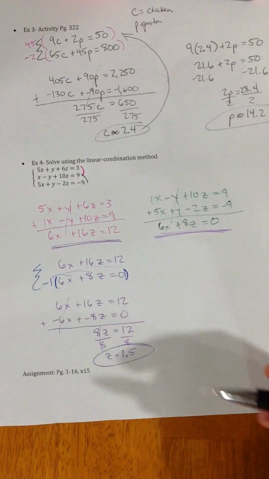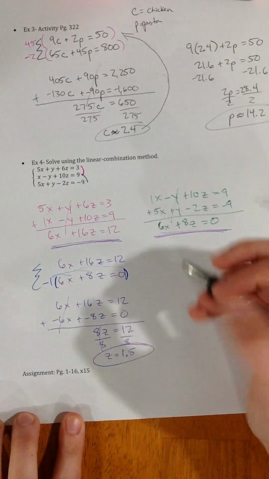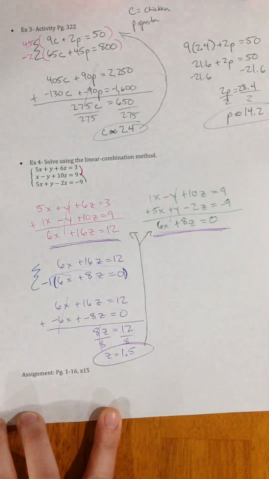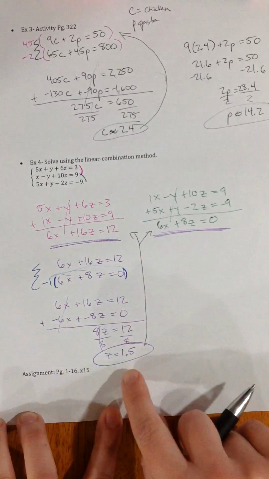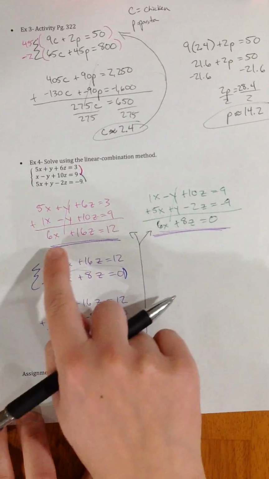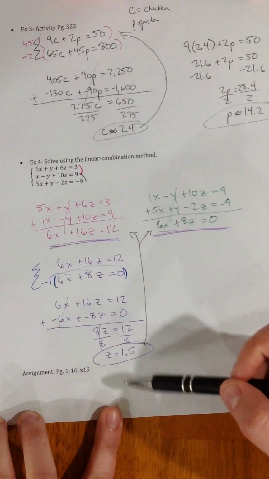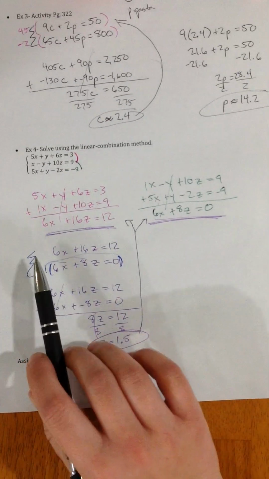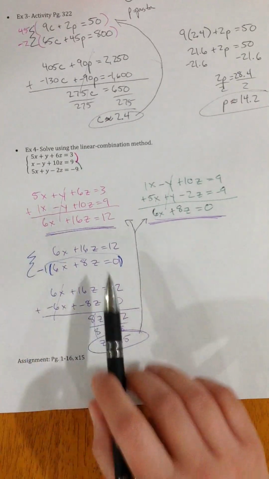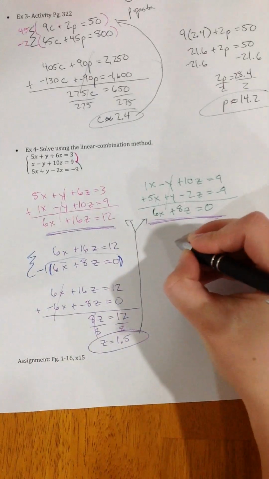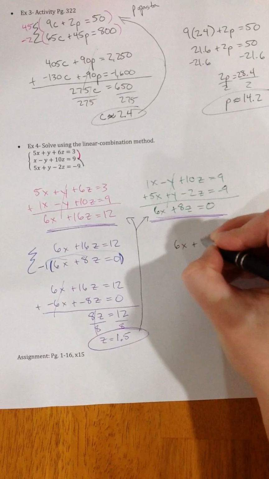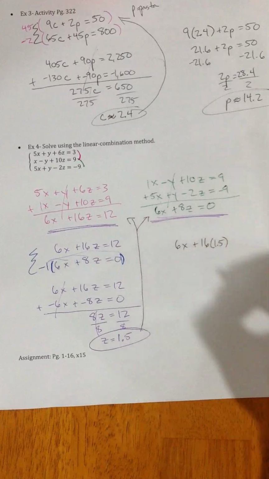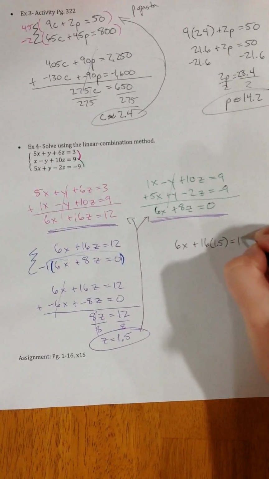To find the others, what I would do is take this z and plug it into either that one there or that one there, because those just have two variables. So if I put 1.5 into either of those, that'll help me find my x value. Then once I have my x and my z, I can plug back into one of my originals to find my y. So probably doesn't matter, let's go with this one. I'm going to go 6x plus 16, and then instead of my z, I'm putting that 1.5 in there, is equal to 12.